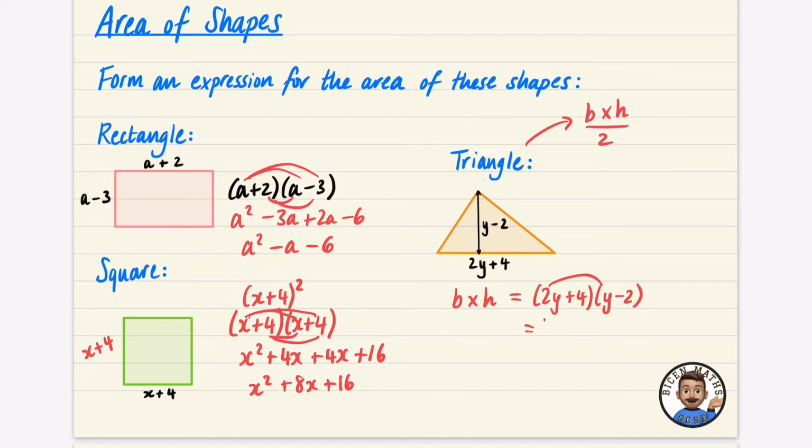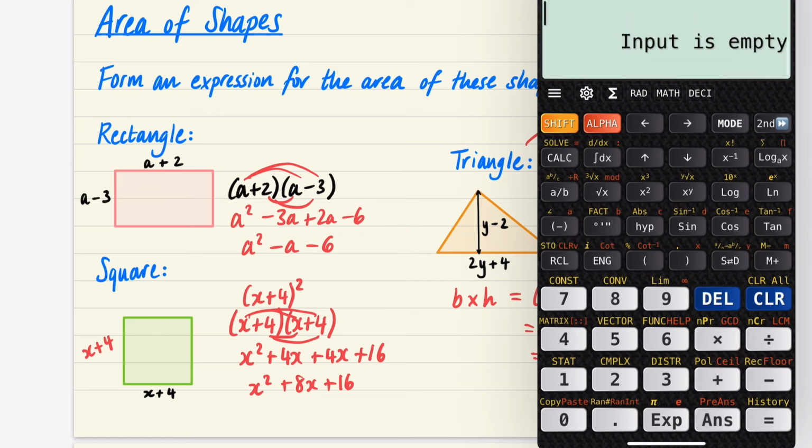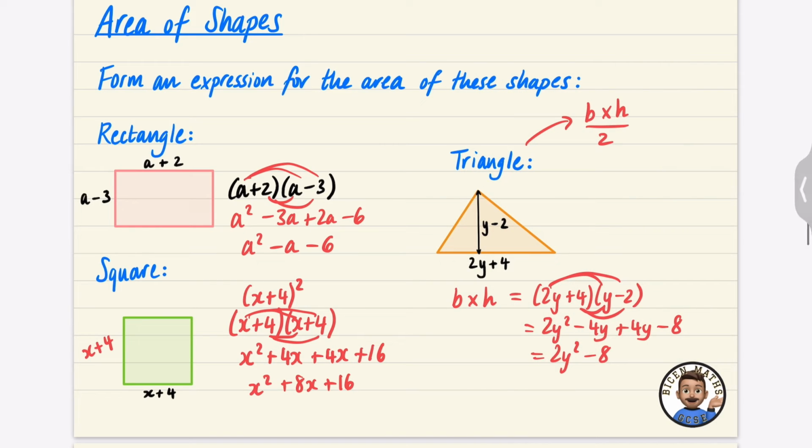So 2y times y is 2y squared. 2y times -2 is -4y. I then get a +4y and I get a -8. Interestingly here, the -4y and the +4y are cancelling out. So I just get 2y squared - 8. What I mean by cancelling out is if you just did like -4 + 4, you get 0, and you'd have 0y, which there's no point in writing down.